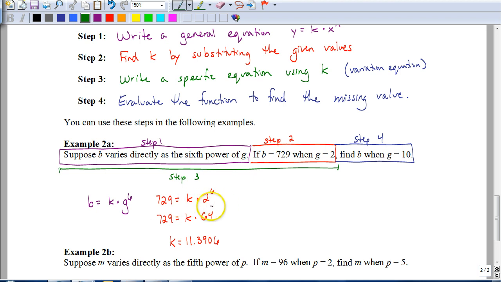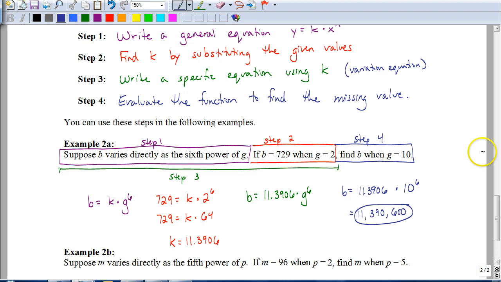Step 3 is where we combine these first two steps and make one specific equation, or variation equation. So it's still going to be b equals, but instead of k, it's 11.3906 times g to the 6th. And lastly, now I can actually use the information they give me to figure out what b equals. So I want to find b when g is 10. So it's going to be b equals 11.3906 times my value of g, which is 10 to the 6th power. When we do that, we get 11,390,600 as your answer.